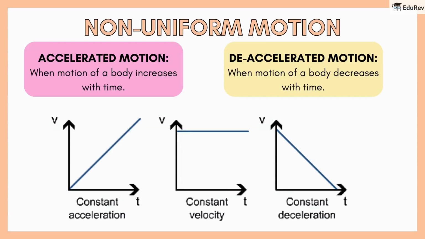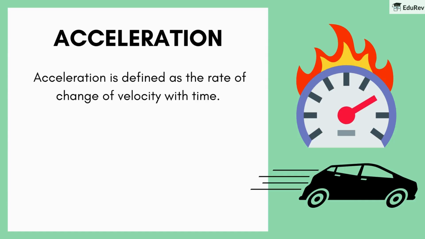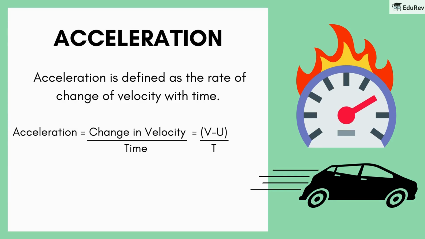Now, we know, in non-uniform motion the body is changing velocity. So, non-uniform motion can be of two types, accelerated or decelerated. Acceleration is defined as the rate of change of velocity with time. It is calculated as the change in velocity divided by time. Acceleration is equal to v minus u upon t.